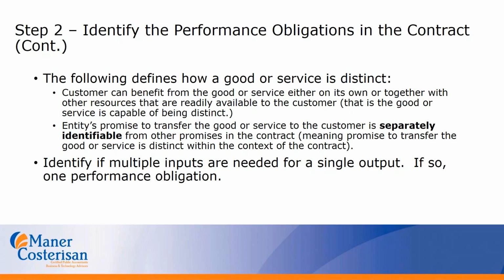And the entity's promise to transfer the good or service to the customer is separately identifiable from other promises in the contract, meaning the promise to transfer the good or service is distinct within the context of the contract. When assessing your contracts with customers and trying to identify if you have goods or services that are separately identifiable, it is best to determine whether it's your overall promise within the contract to transfer each of those goods or services, or whether it's to transfer a combined item or items.